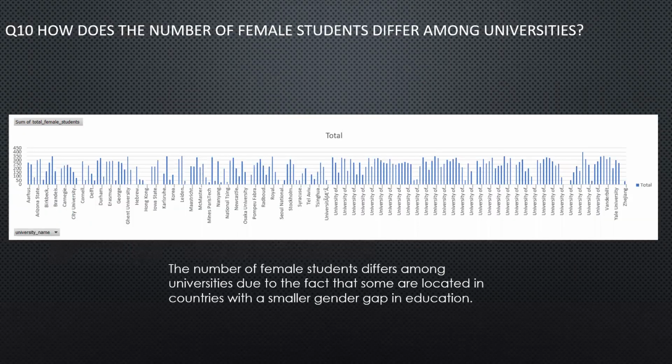So moving on to the next one. How does the number of female students differ among universities? The proportion of female students varies among the universities because some universities are situated in nations with a smaller gender gap in education, which is one of the most basic reasons for this.